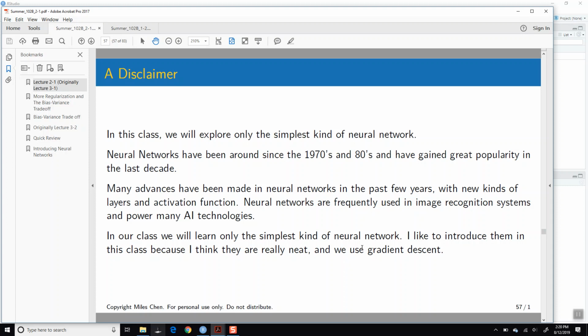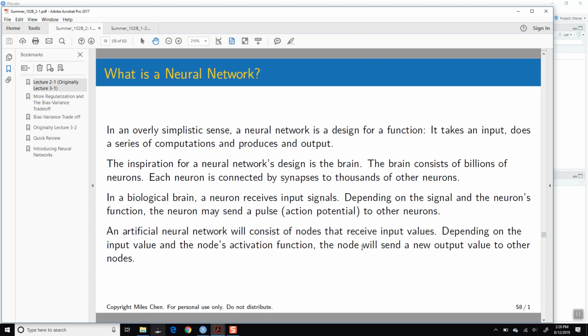It's an excuse to use gradient descent in an application that is kind of neat. Okay, so in a simple sense, a neural network is just a function. You take some inputs, you do some stuff to it, and it produces an output. That's what every other function in math does. You put something in, it does something to it, it spits something out. And that's all a neural network is.